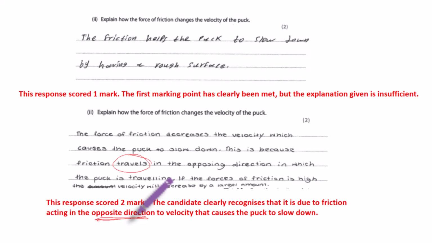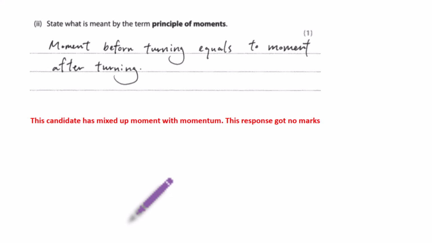Next. What is meant by principle of moments? Moment before turning equals moment after turning. This student has clearly messed up and mixed up moment with momentum. So for momentum, principle of conservation of momentum or law of conservation of momentum states that total momentum before collision equals total momentum after collision.